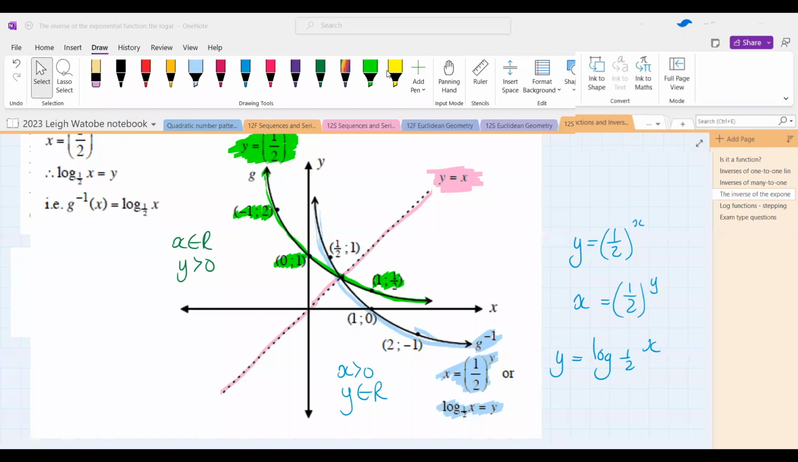Go for it, Sharon. Greetings, ma'am. Hello. Ma'am, I wanted to ask, of course, do we write the inverse and the logarithm thingy together or just choose one?